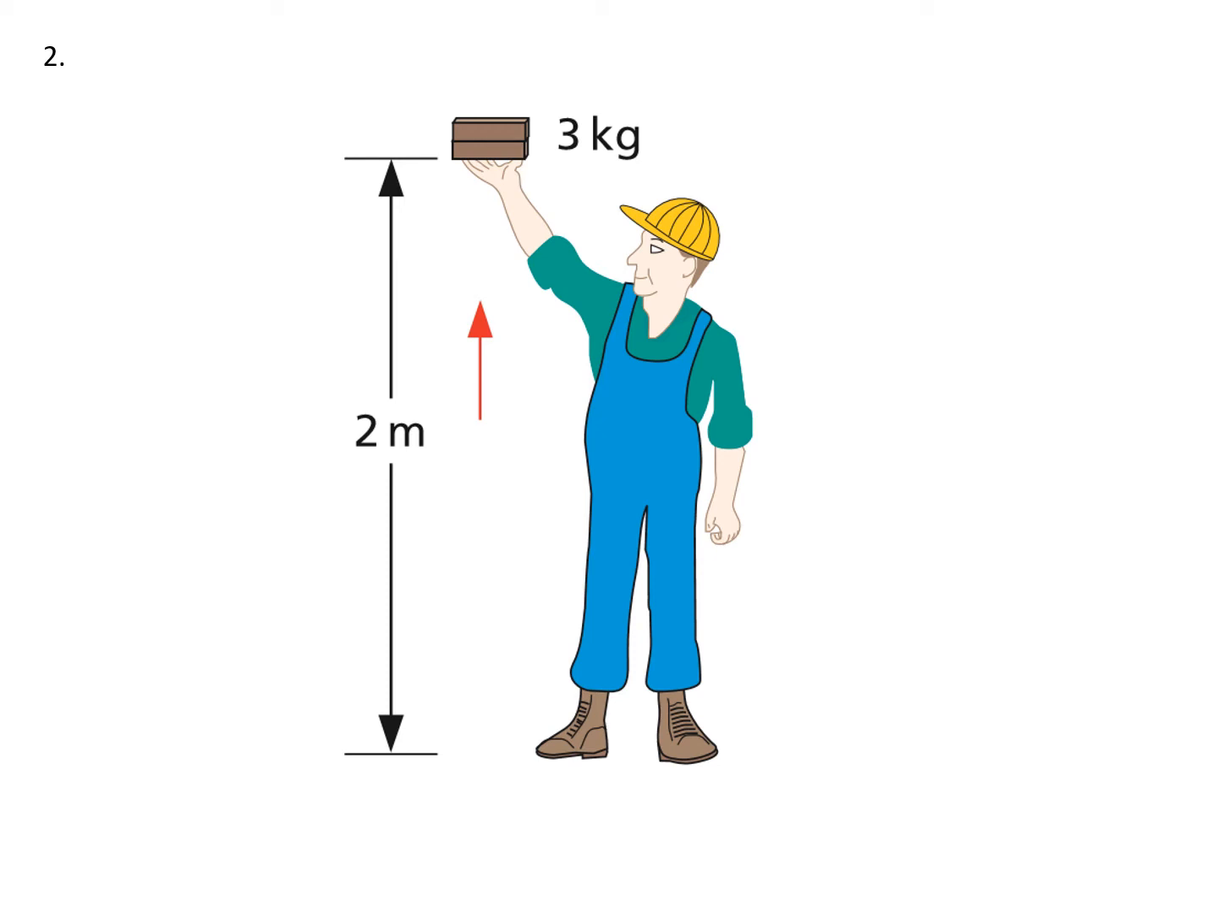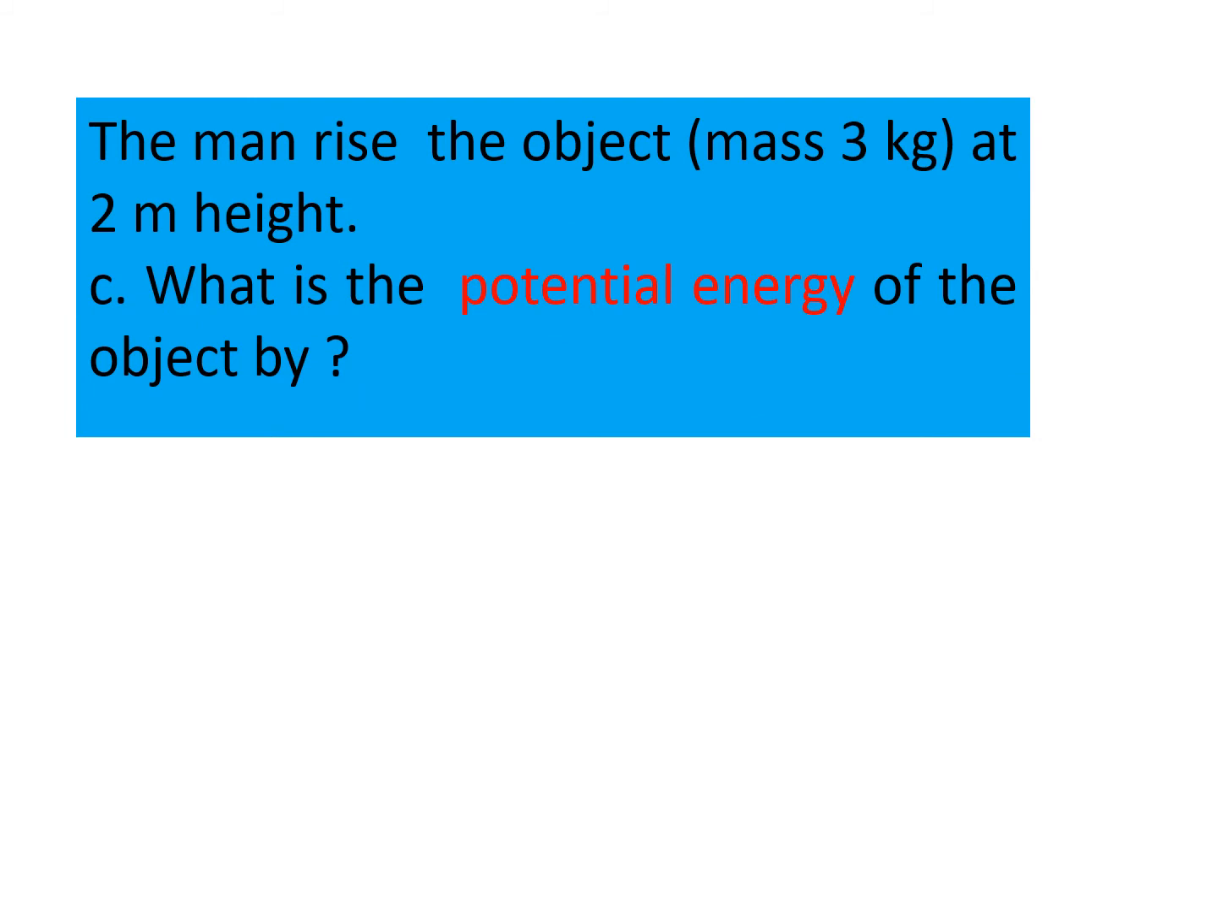Now let's do some mathematics. Look at this picture. Here the height is 2 meters and the mass of the body is 3 kg. You have to find out the potential energy of the object. Okay. You know here the mass of the object and the height. That's why if you apply the gravitational potential energy formula, you will find out the potential energy.